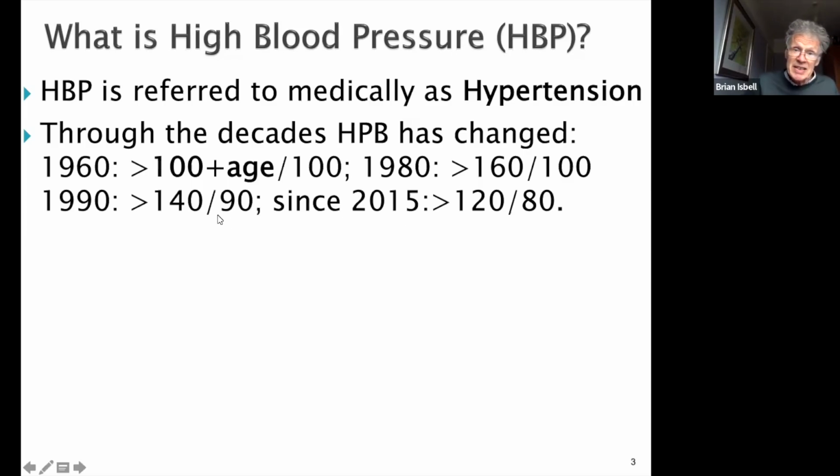Then in 1990, a more conservative approach, and the decision that in fact high blood pressure would be deemed to be greater than 140 over 90. And believe it or not, it's creeping down even lower and lower.